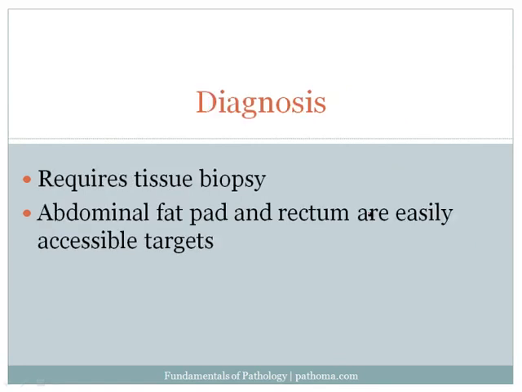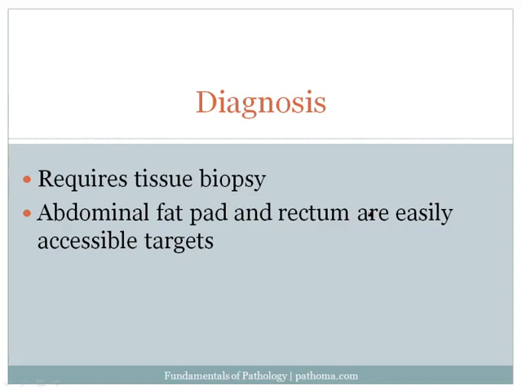The diagnosis of amyloidosis requires a tissue biopsy. It's not a blood test. It requires you to actually see the amyloid within the tissue and, of course, perform a Congo red stain that shows apple green birefringence. Targets that are relatively easily accessible include the abdominal fat pad.